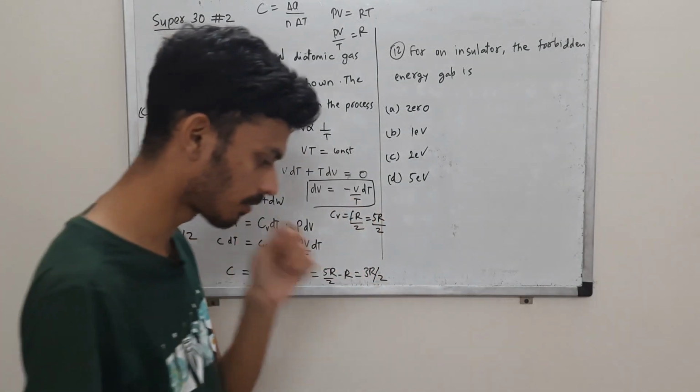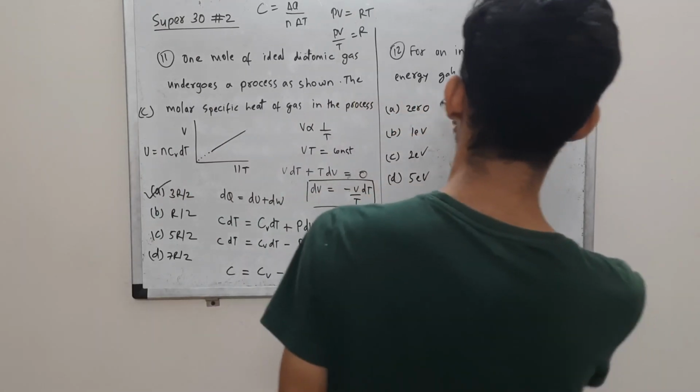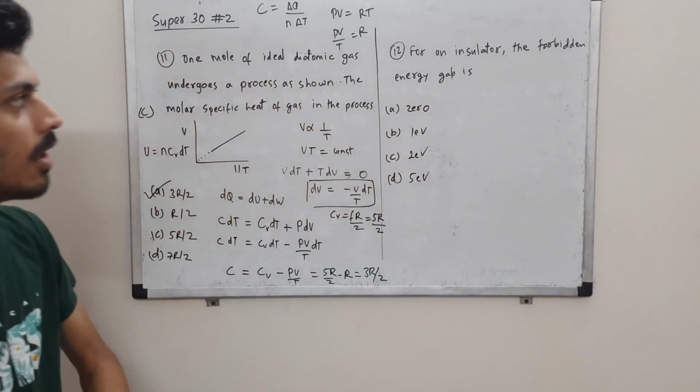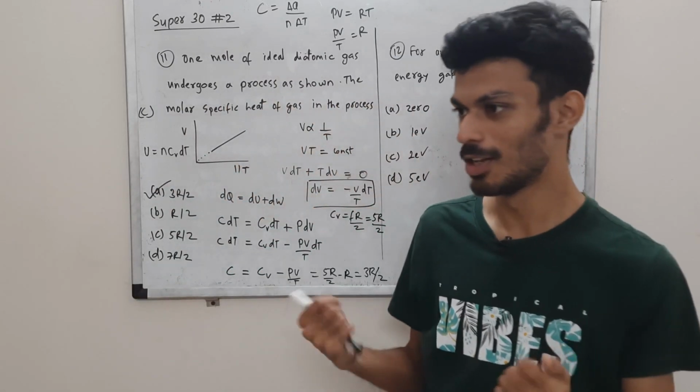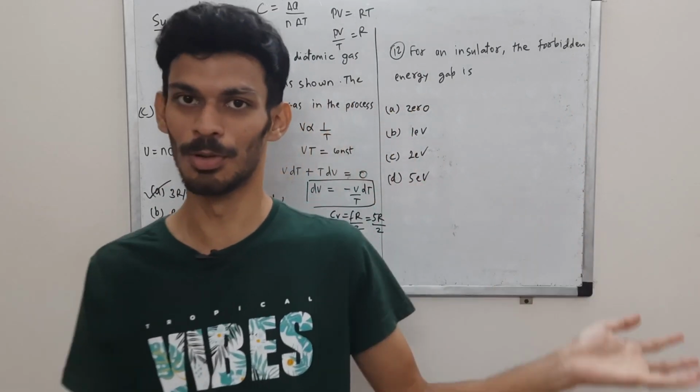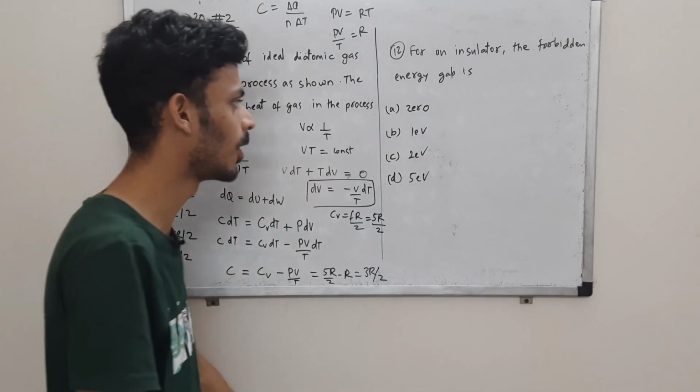So let's come to question 12. Here for an insulator we are supposed to tell the energy band gap. So the band gap energies. Again a theory based question. If you know, you know. If you don't know, you can't do anything about it, right?